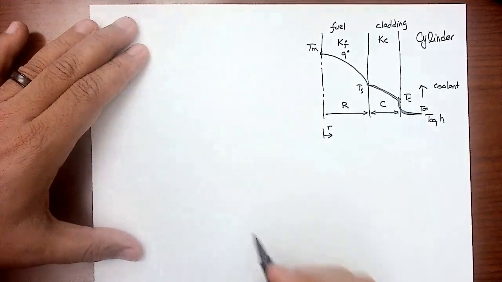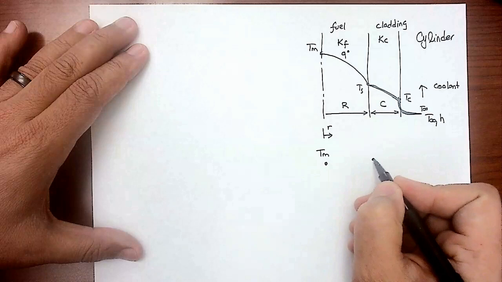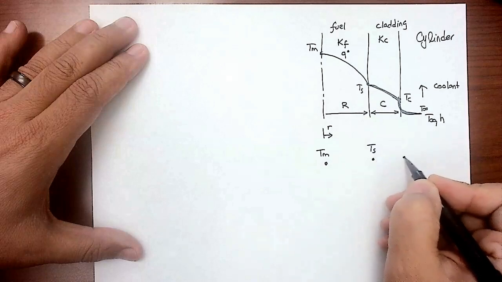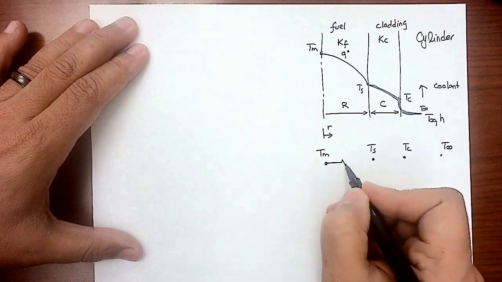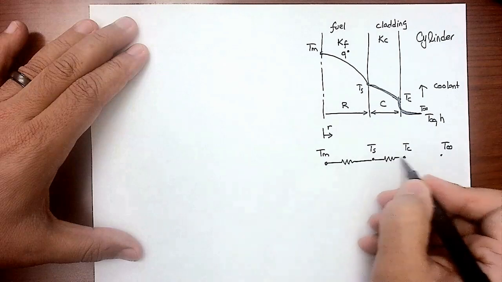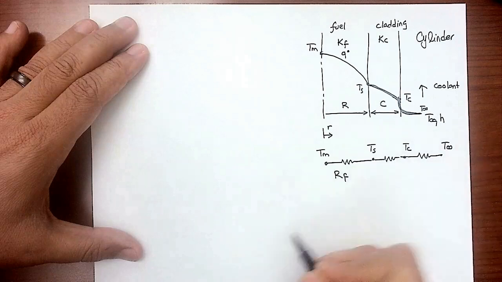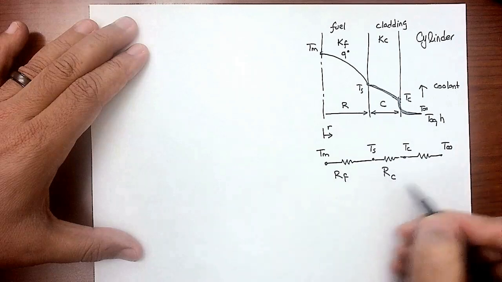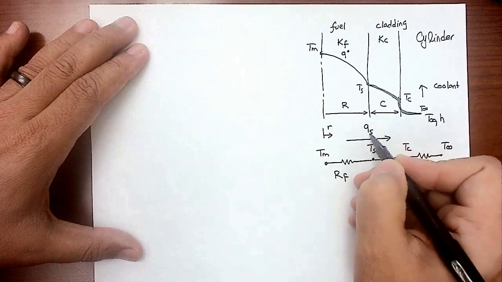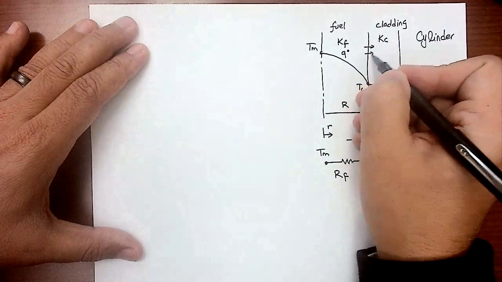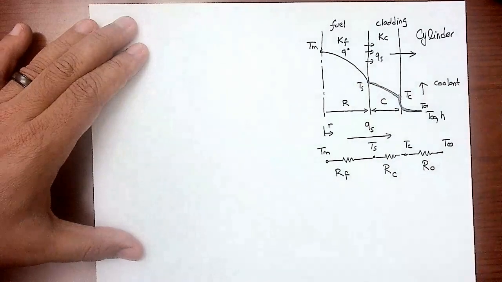So going back to the thermal circuit analysis, I will have T max, T surface, T cladding, and T infinity. Three resistances here. This is for the fuel. This is for the cladding. This is for the coolant. And through all of them, I'm having QS going through. QS is what's leaving the fuel, but it's going to continue all the way to the end.